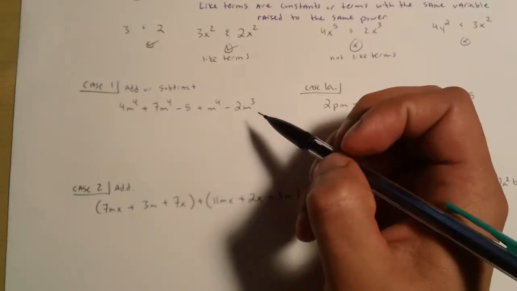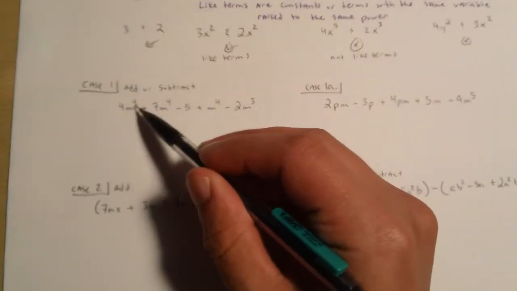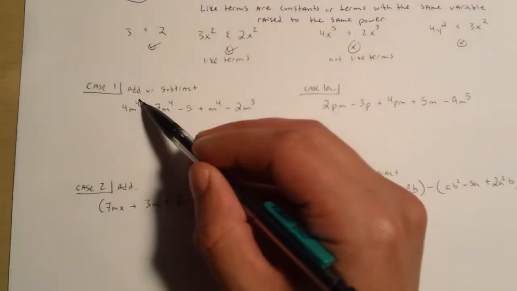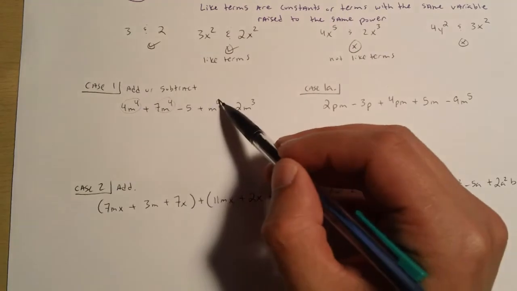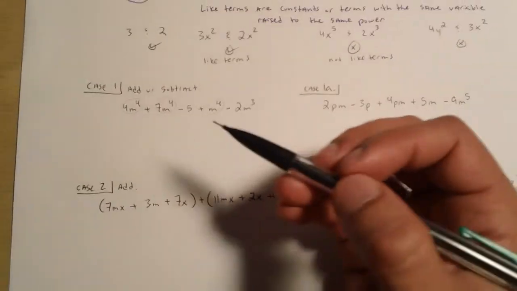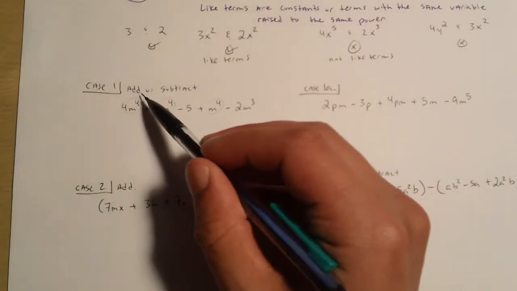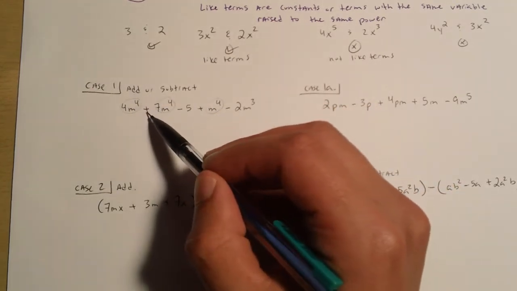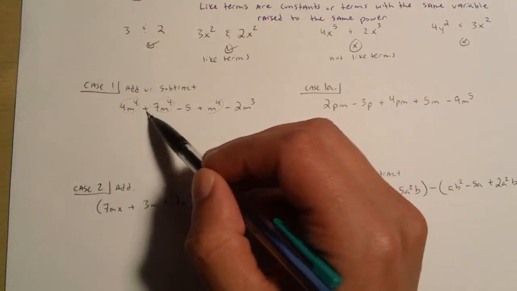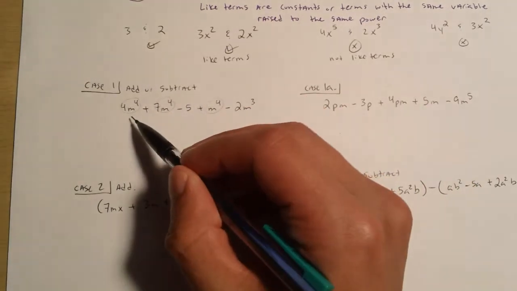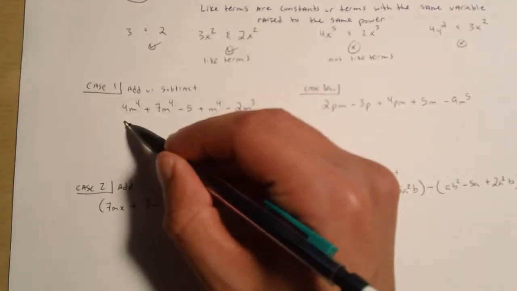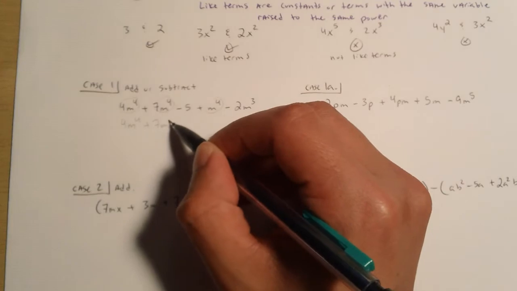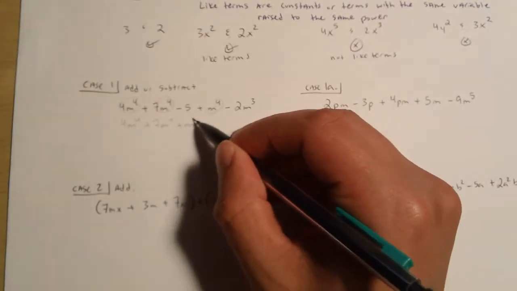Okay, just by looking at it, you can tell you have m to the 4th power, m to the 4th power, and m to the 4th power. All these three, we're able to combine them. In other words, we're able to add them all together. You can just tell by the symbol ahead of it, the operation, whether you're going to add or subtract it. So we will have 4m to the 4th power plus 7m to the 4th power plus m to the 4th power.